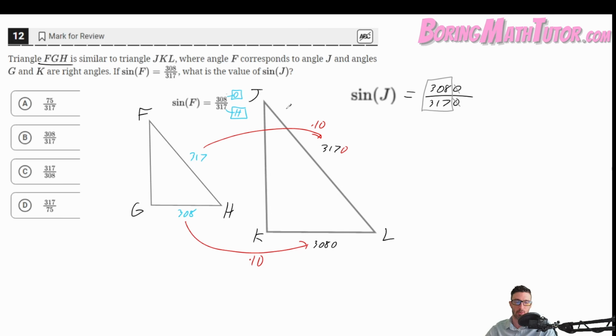So this happens with similar triangles. If you're dealing with equal angles from similar triangles, then your sine, or your opposite over hypotenuse, will end up being the same for each one. So answer here is B.